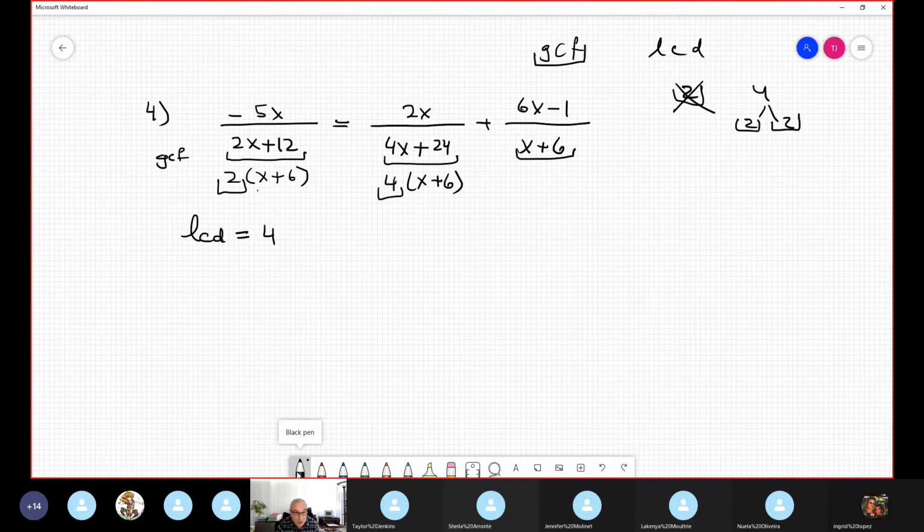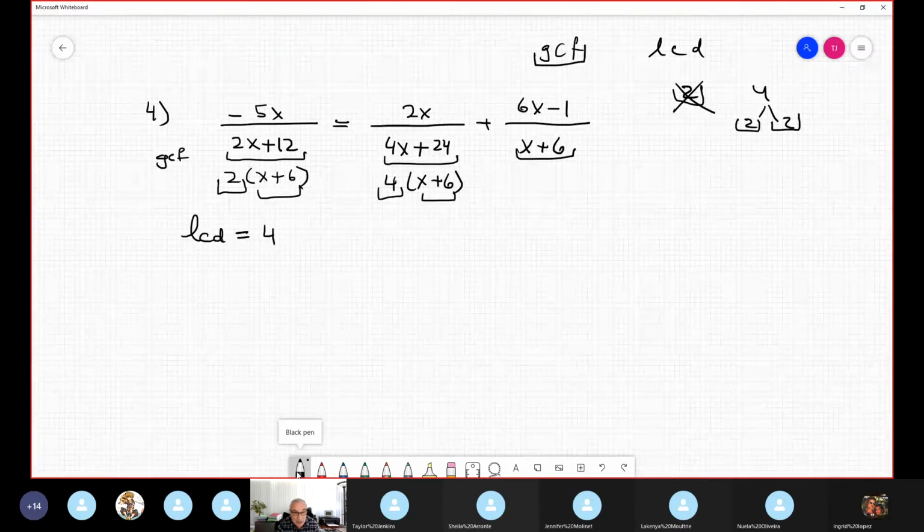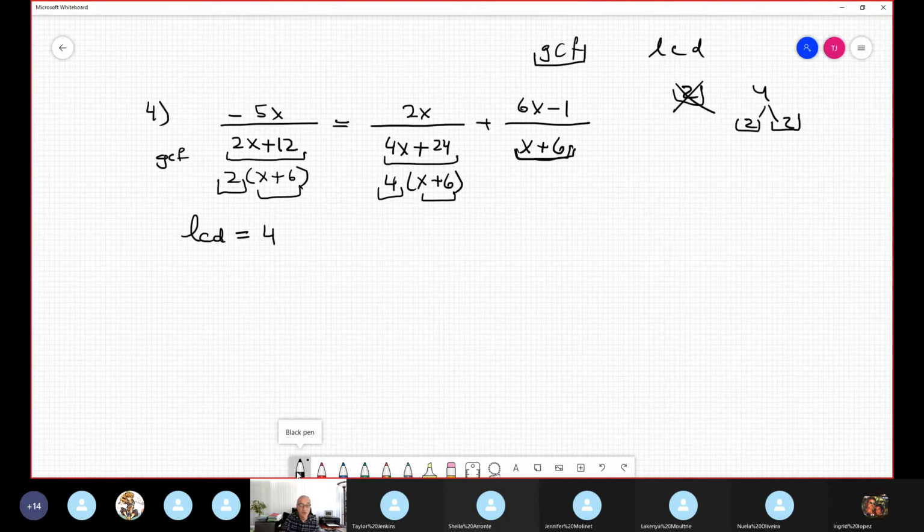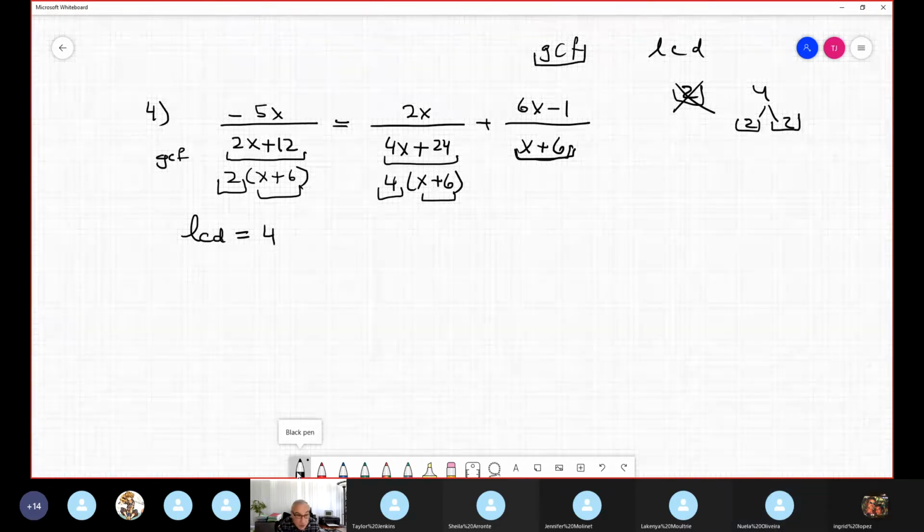And what is the least common denominator between this and this? X plus 6. Do you take x plus 6 three times, or 2 times, or 1 time? 1 time. Very well.